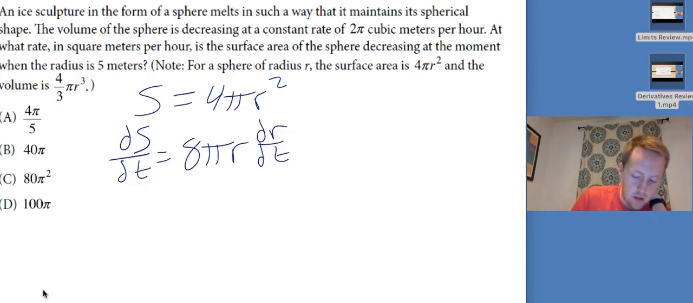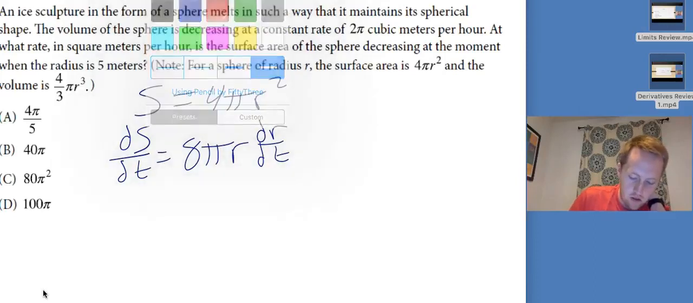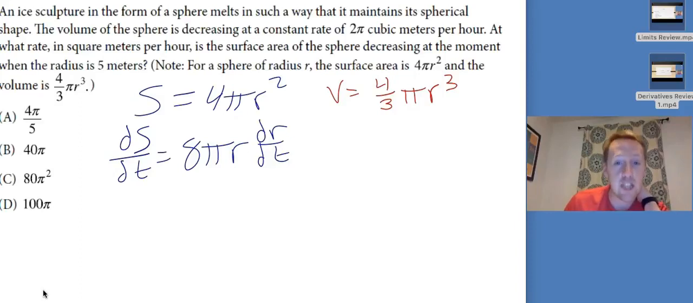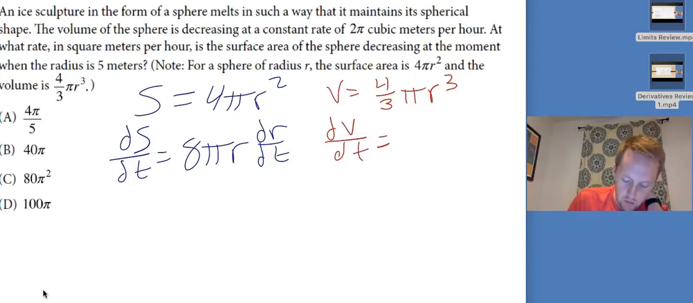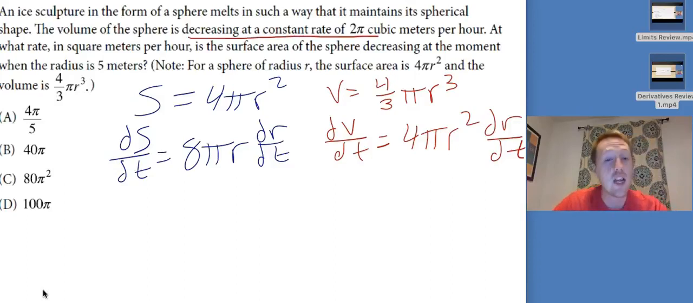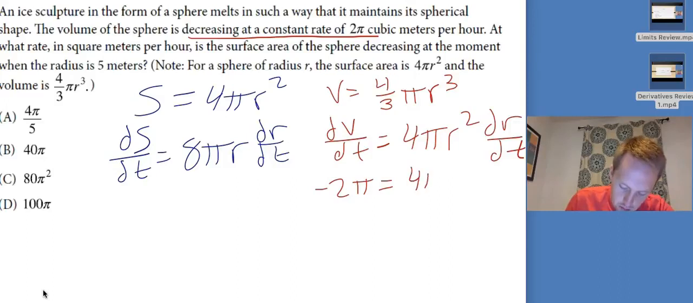What I'm going to do is look at the volume formula. If I take the derivative of that, that'll put a dr/dt in its equation. dV/dt equals 4/3 times 3, which is just 4 pi r squared dr/dt. Well, I know r and I know dV/dt. dV/dt is this right here. So I can use that information to solve for dr/dt and plug it back into the blue. So I'm going to do negative 2 pi equals 4 pi, 5 squared is 25, dr/dt.